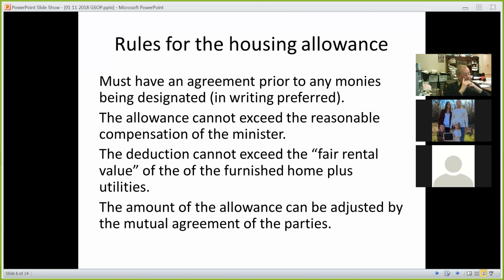The last point on this slide is the amount of the allowance can be adjusted by mutual agreement of the parties at any point in time. The only caveat being that it can only be done, dollars can only be designated prospectively, i.e. future dollars.